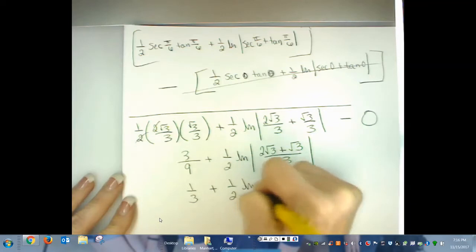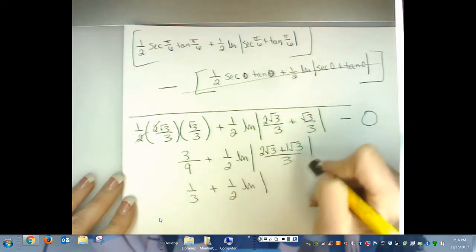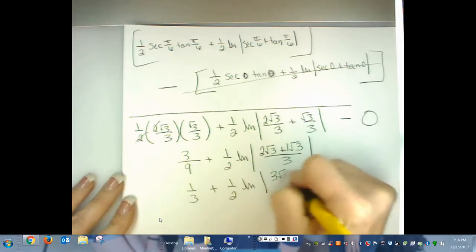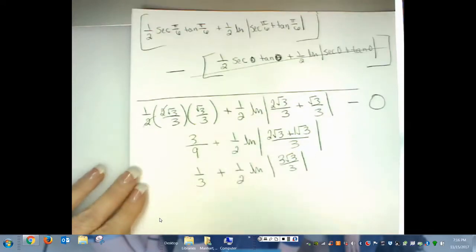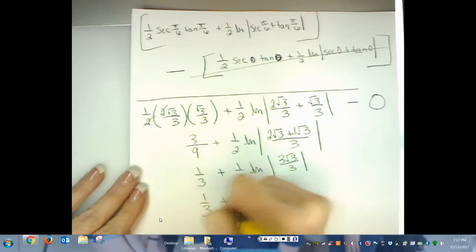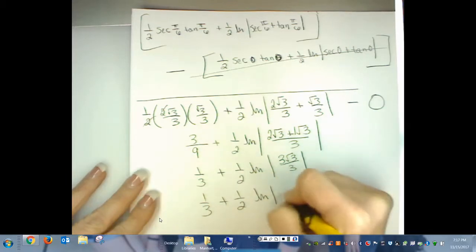A lot of students would not think about this, but 2 square roots of 3 plus an understood 1 square root of 3 is 3 square roots of 3 all divided by 3. The 3's cancel. So 1/3 plus 1/2 natural log absolute value of square root of 3.